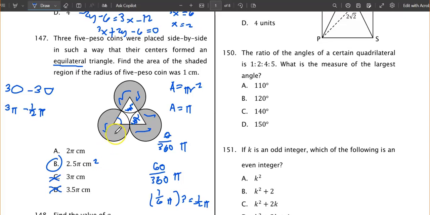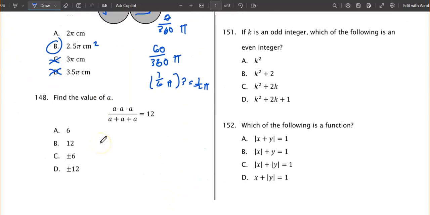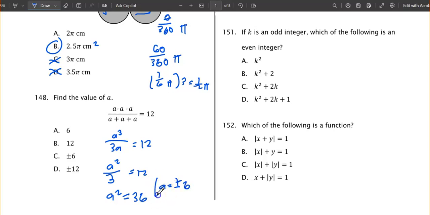That should be squared. And then 148, find the value of A. So to do this, we're just going to simplify everything. A times A times A, that is A cubed, over 3 plus A plus A plus A, that's 3A, equals 12. Simplified, this gives you A squared over 3 equals 12. Cross multiply, A squared is 36. So A is plus minus 6. That's letter C in our choices.